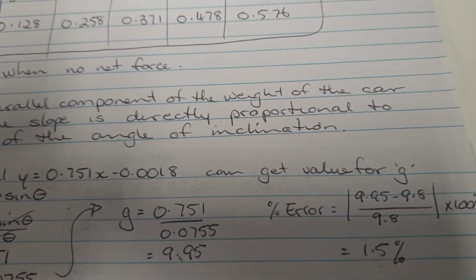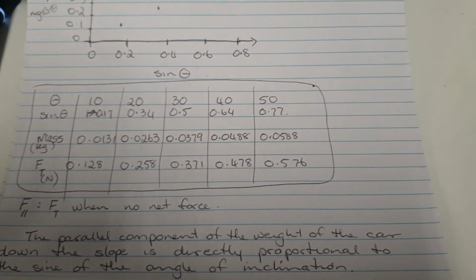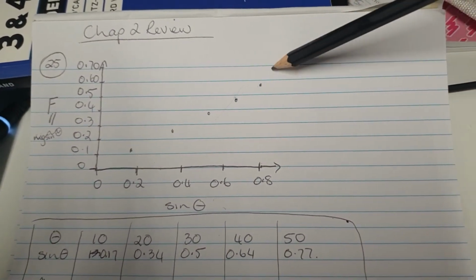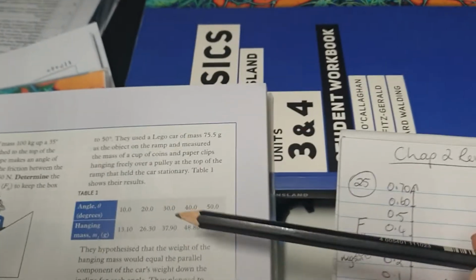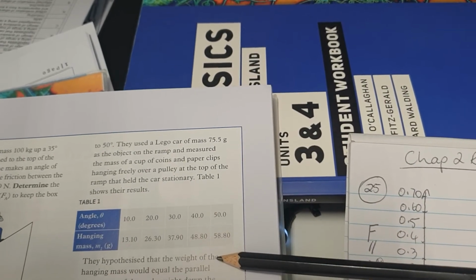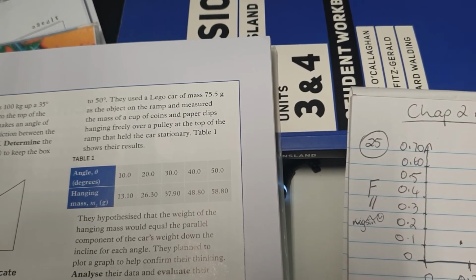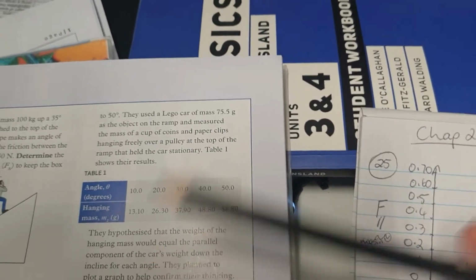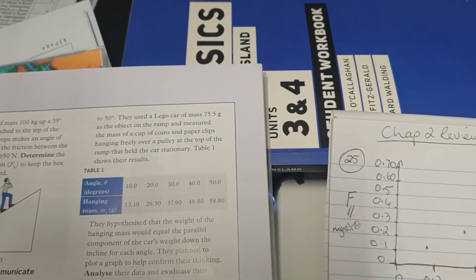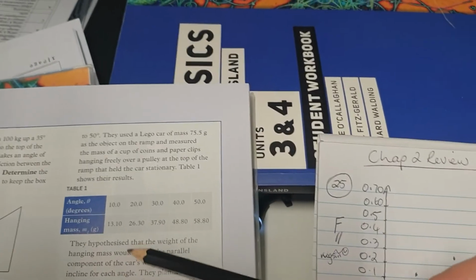Now this is my second go at this question. When I first had a go at it, I was looking for something else. I think there's a mistake in this sort of answer that is in the answers, when it talks about what they hypothesized. They hypothesized that the weight of the hanging mass would be equal to the parallel component of the car's weight. See, I think that's wrong. It should have been something about, they wanted to look at the relationship, or they hypothesized that the parallel component was directly proportional to sine theta, which is what the answers graphed. So I think there's a mistake in that.